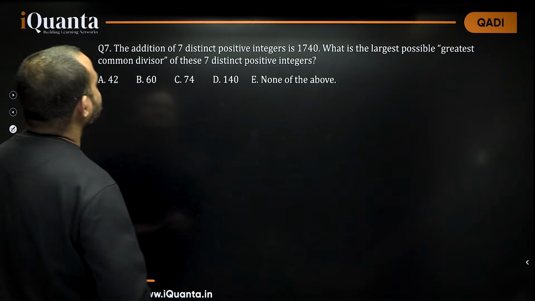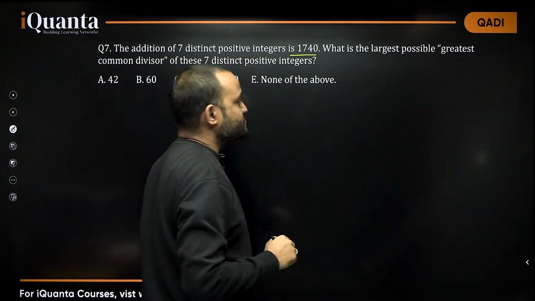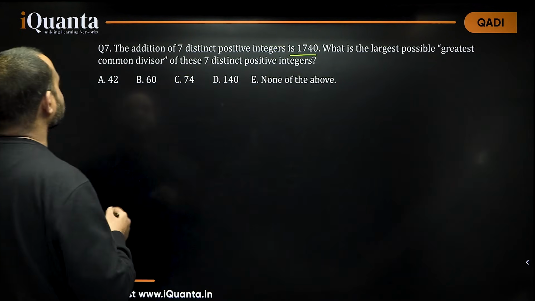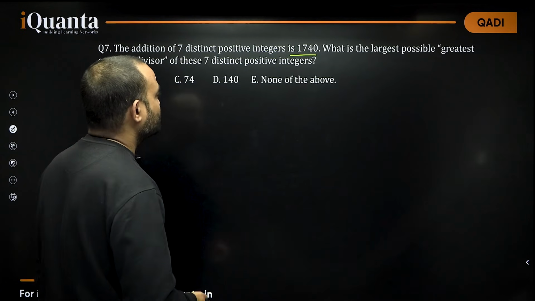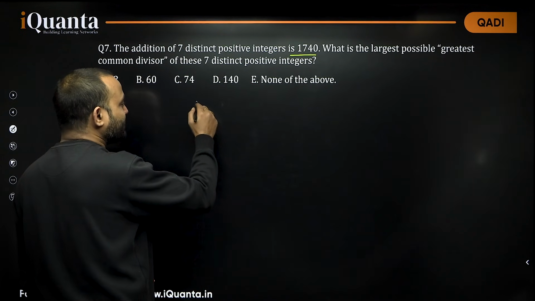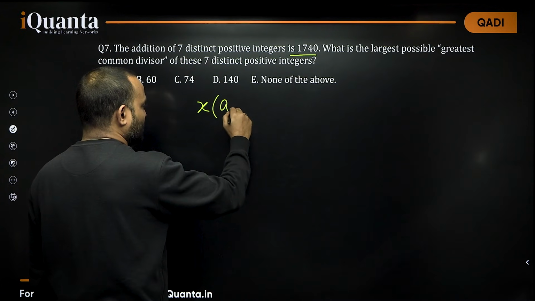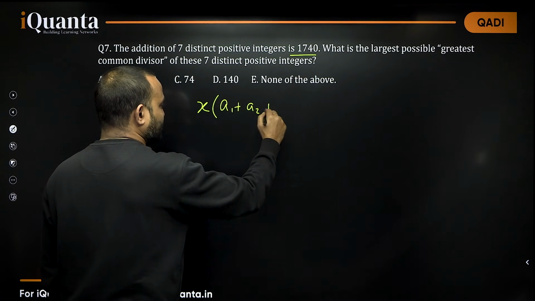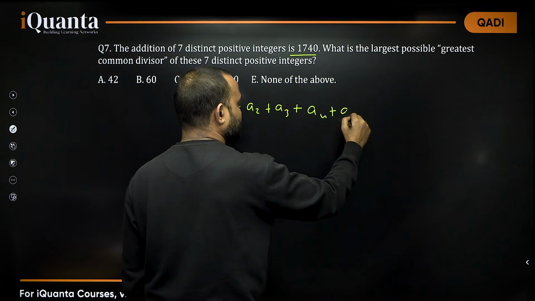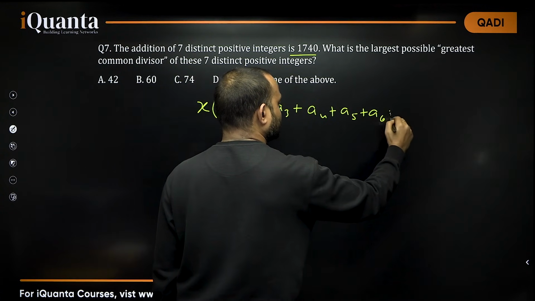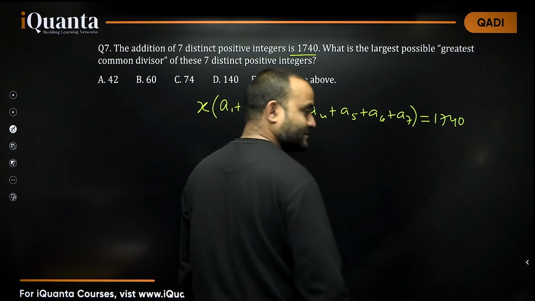The addition of 7 distinct positive integers is 1740. What is the largest possible greatest common divisor of these 7 distinct positive integers? So what we can say, let's say the common divisor is X, then the different multipliers of these numbers will be like this, right? And this should be equal to 1740, correct?